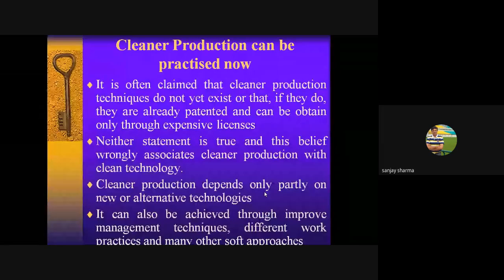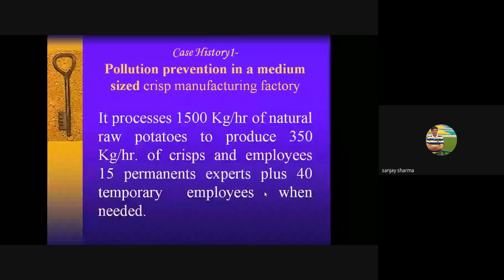ठीक है, अगर आपको नई alternate technologies नहीं मिलनी, तो in between also you may think, okay, that is how to change, how to basically do it. It can be achieved through improved management techniques, different work practices, and many for the self-dependence. So this is one case study: pollution prevention in a medium-sized potato chips manufacturing factory. It processes 1,500 kilogram per hour of natural raw potatoes to produce 350 kilogram per hour of chips, and employs 15 permanent experts plus 40 temporary employees when needed.